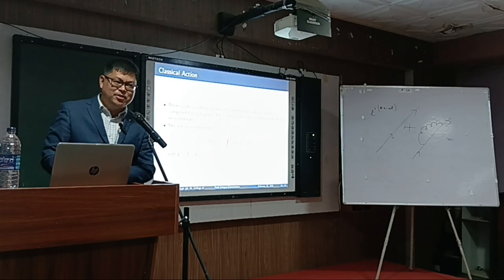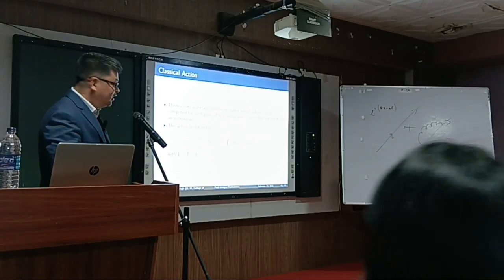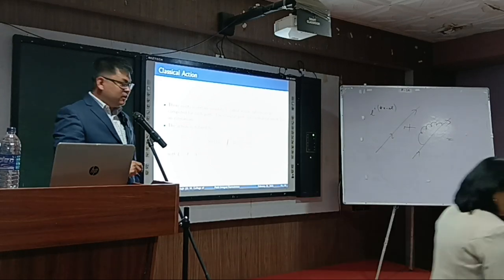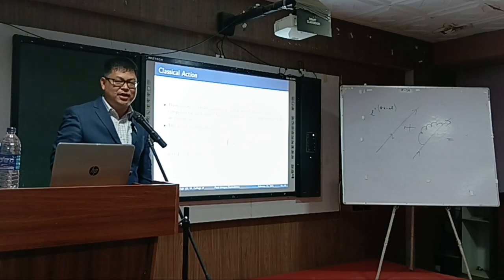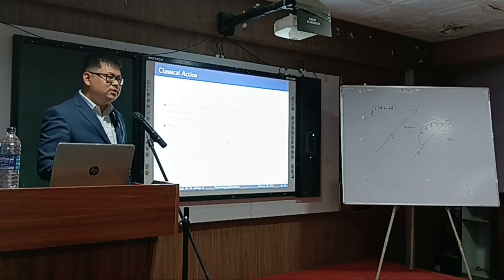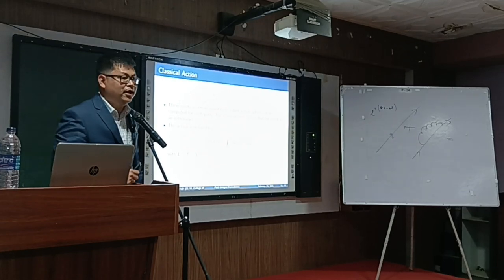One very common example that we often miss is that action is a functional, not a function. Here, this action is a functional because the domain of action is not a point, it's a path. So a functional is actually a function of a function. Okay. Yes, sir.